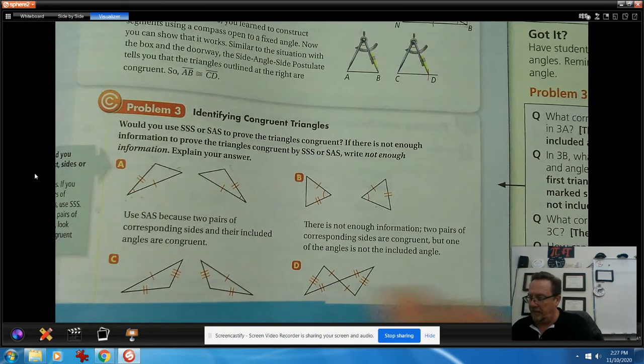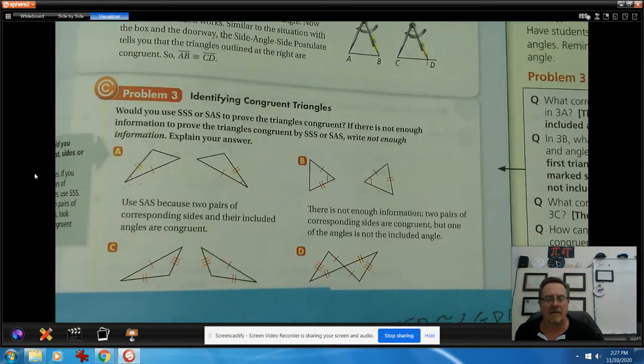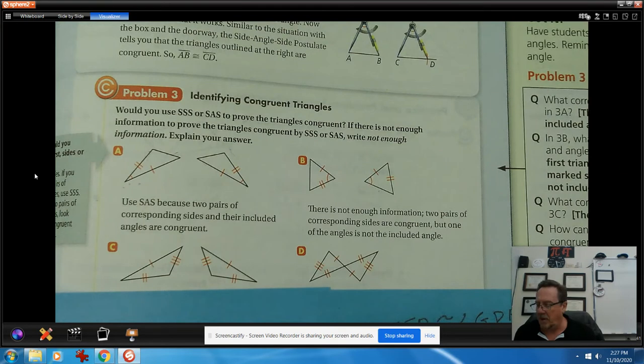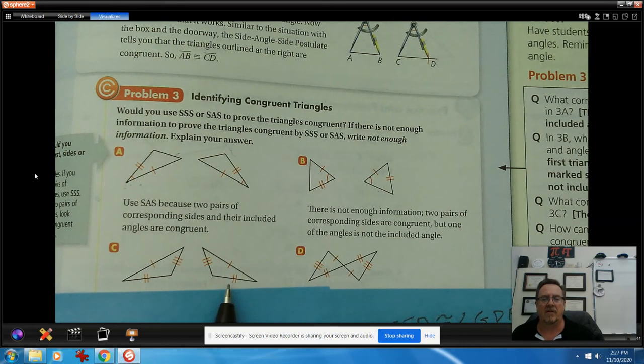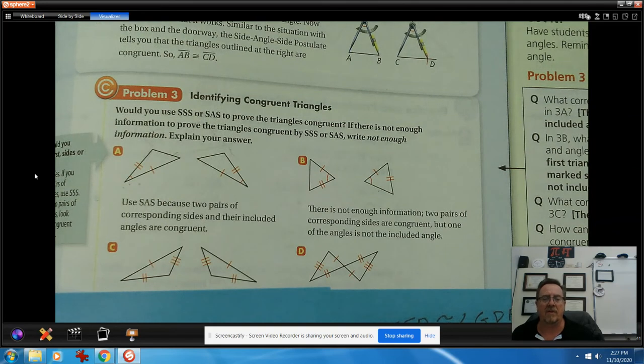Let's take a look at these. In part C, can I prove those triangles are congruent? Yes, by side, side, side. All three sides of one triangle are congruent to all three sides of the other triangle. Therefore, those triangles are congruent by side, side, side.